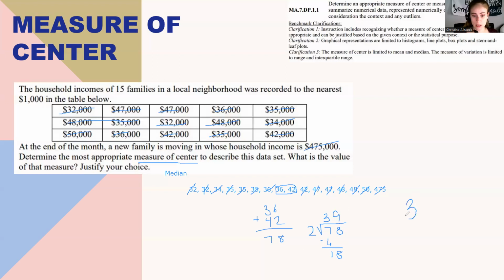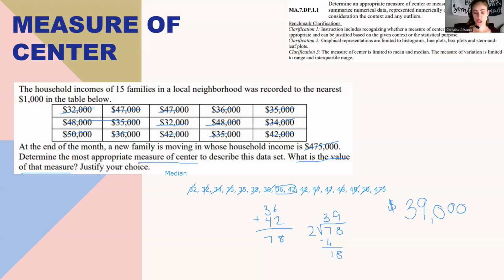The median, that measure of center, is 39, and technically it's $39,000. So now we have just answered the second part of the question. It says, what is the value of that measure?